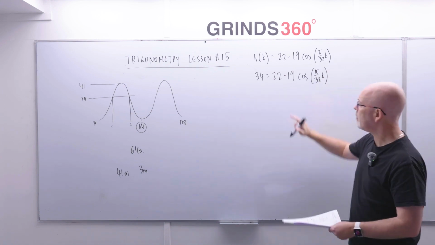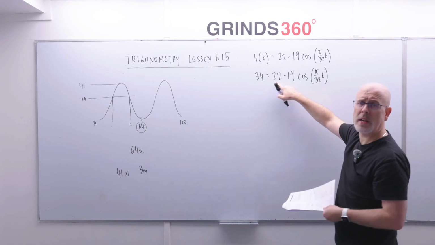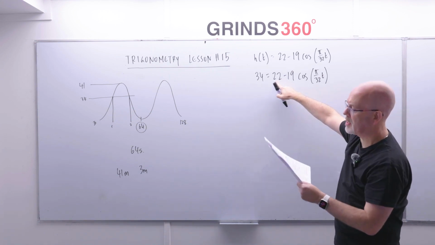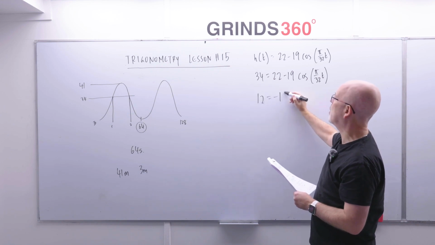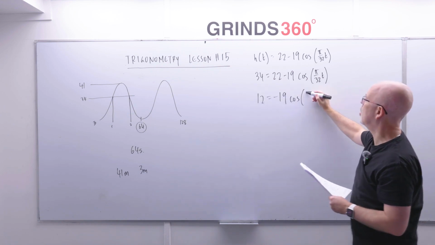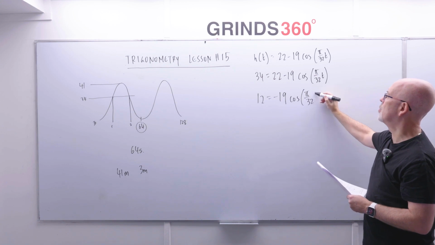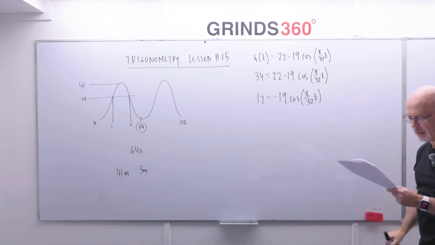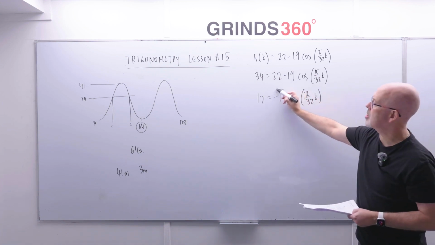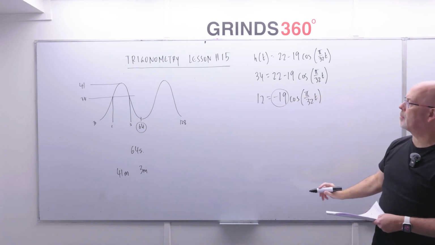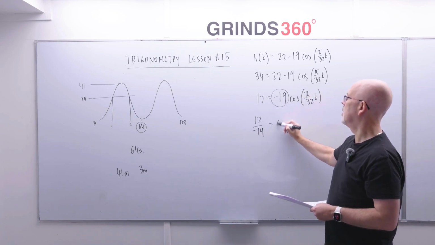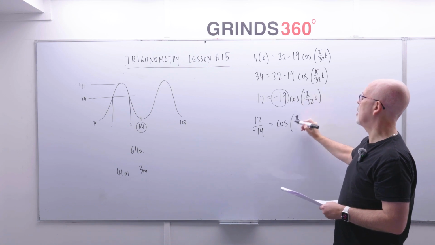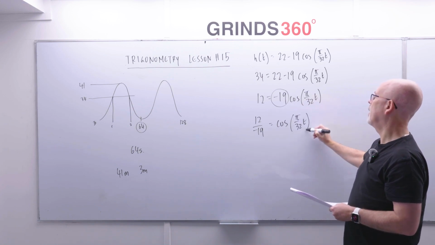Solve for that. I'll start off by subtracting 22 from both sides, which brings the 22 over onto the left. So I get 34 minus 22 is 12. So 12 is equal to minus 19 times cosine pi over 32t. Now, we'll divide across by this number to get rid of it from the right-hand side. So I get 12 over minus 19 is equal to cosine pi over 32t.